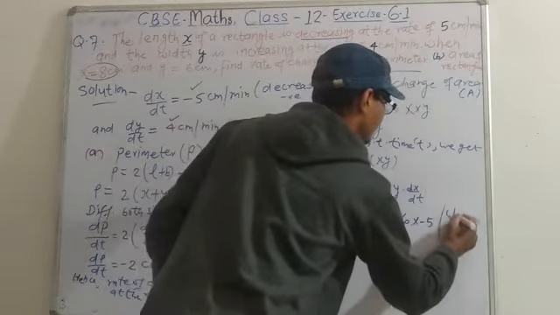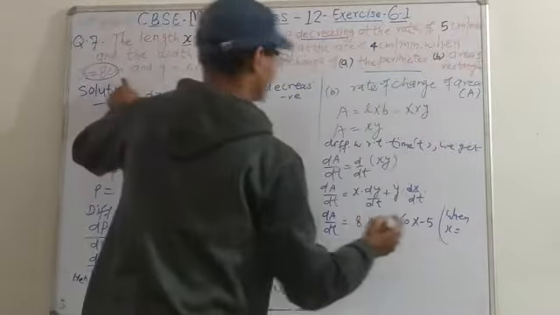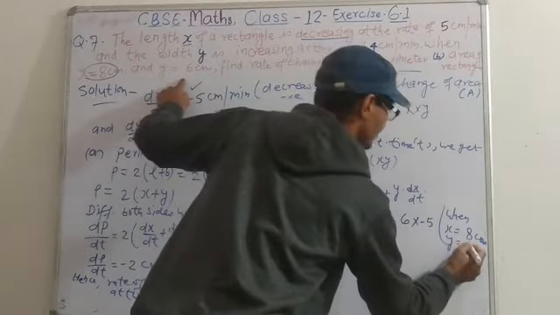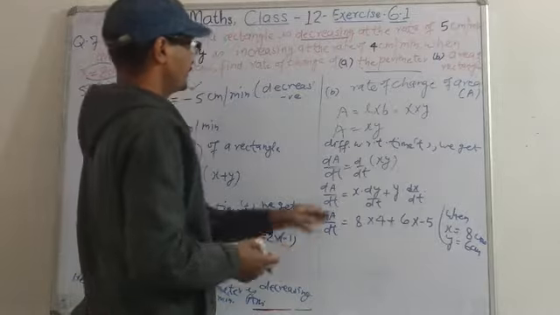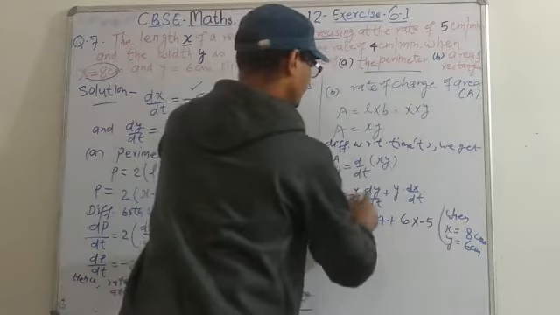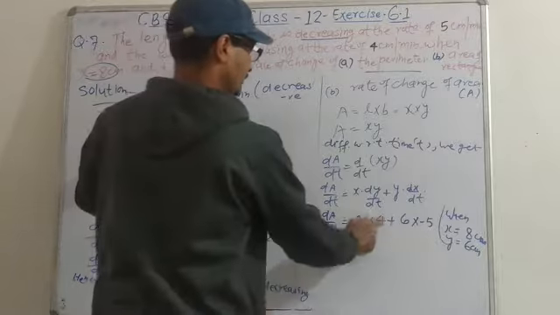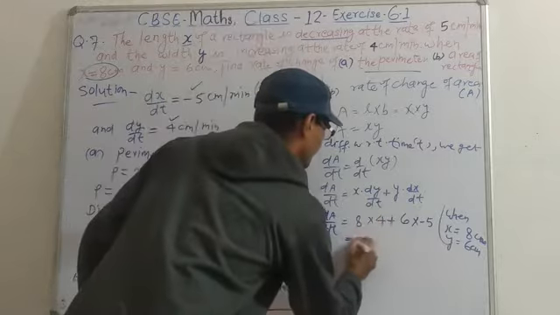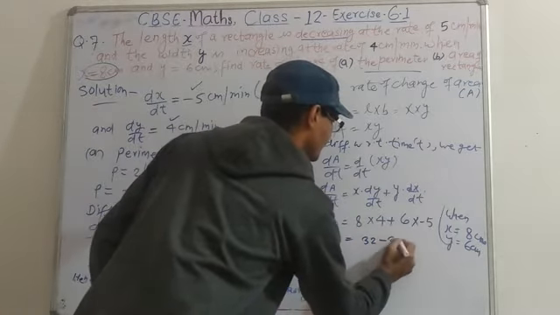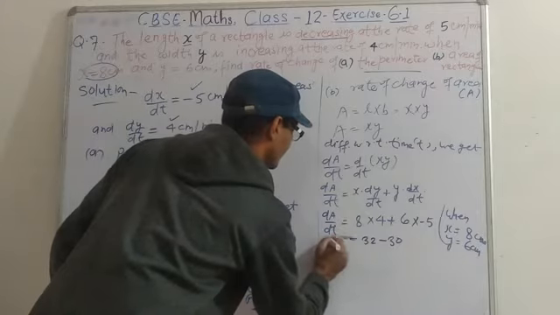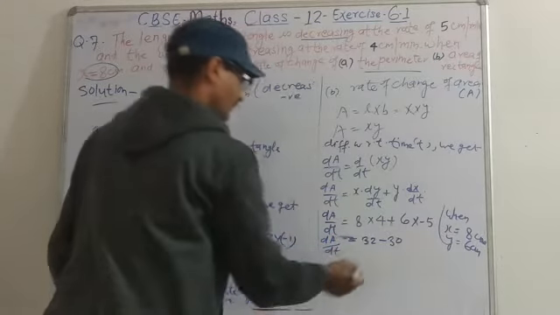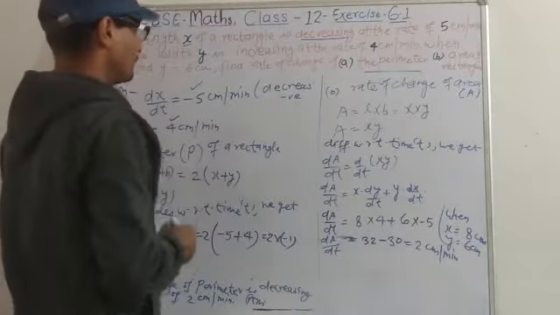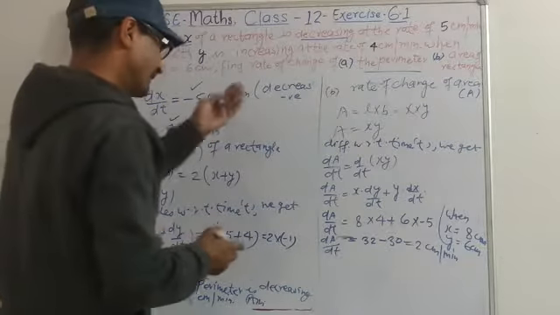And we write here when x is equal to 8 centimeter, it is given, and y is equal to 6 centimeter. We have placed here. So once again x is 8, dy by dt already we have 4, plus y is 6, dx by dt minus 5. So this is 32 minus 30, it is dA by dt. It is coming positive, 2 centimeter per minute. That means rate of change of area of rectangle is increasing.